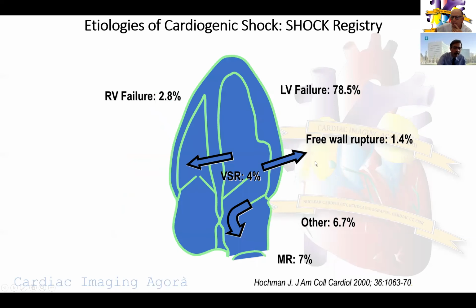In the SHOCK trial, when we looked at patients with LV shock, we excluded patients who had a non-predominant LV cause of shock. So we created a very large registry. And you can see in that registry, a significant portion of patients had a mechanical complication like a ventricular septal rupture, a free wall rupture, or significant mitral regurgitation, either from acute severe ischemic MR or from papillary muscle dysfunction. So this is important to keep in mind.